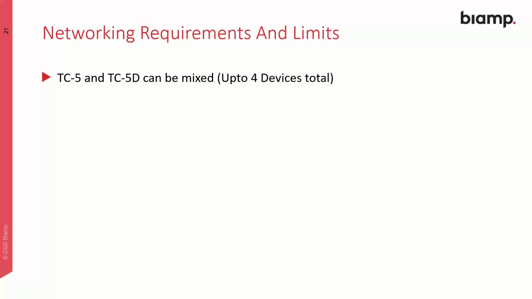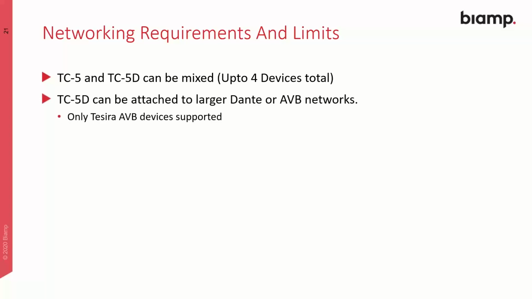So you can mix TC5 and TC5D devices up to 4 total. So if you need more Dante interfaces, certainly you can use multiple TC5Ds. You can use just one if you only have to connect, say, to a Dante network. Okay. Remember that TC5D can be attached to larger Dante or AVB networks.